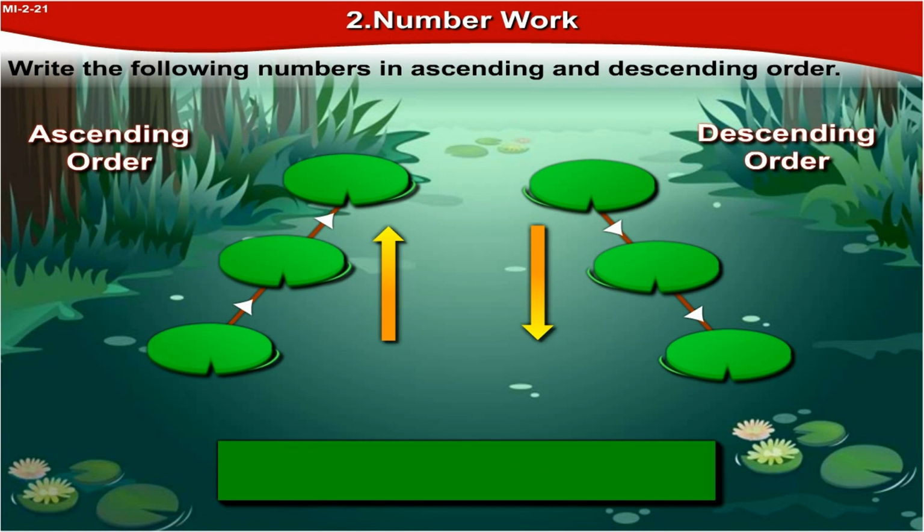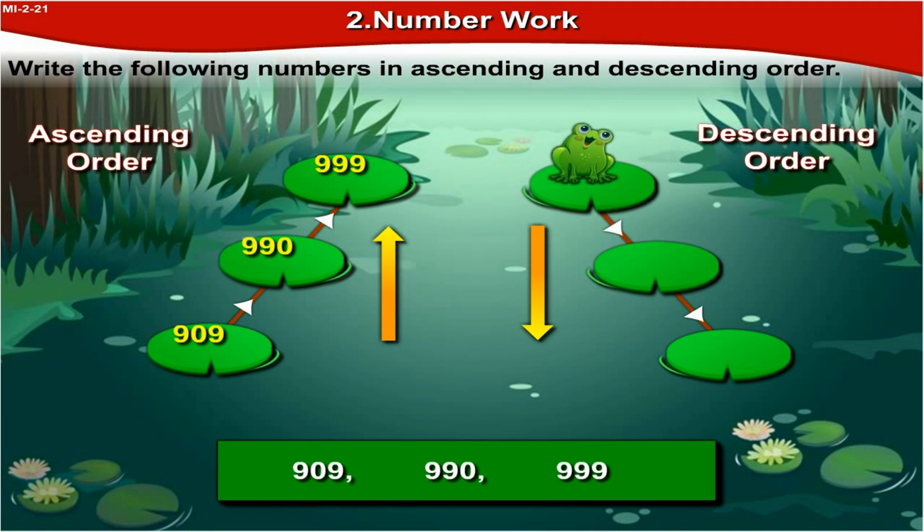Now the last set of numbers are 909, 990, 999. Smallest is 909 and the biggest is 999. So the ascending order is 909, 990, 999. So the descending order is 999, 990, 909.